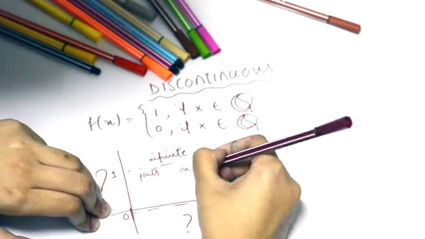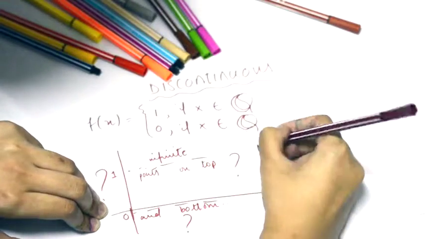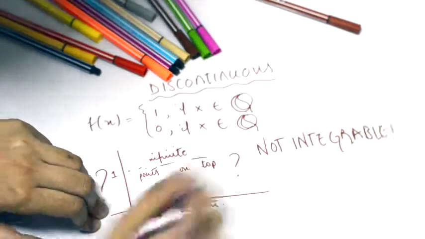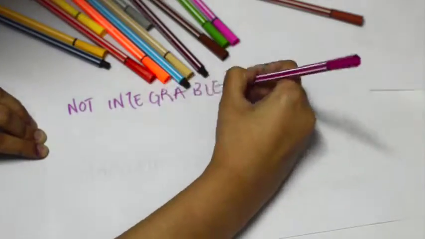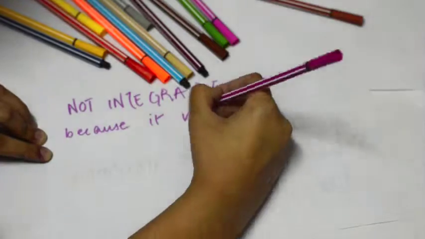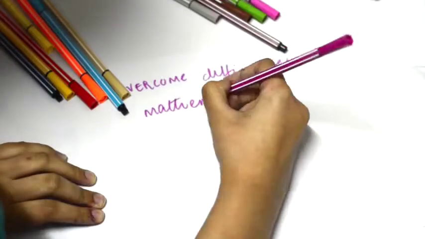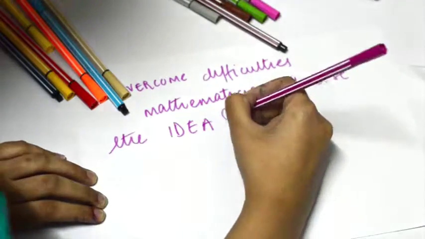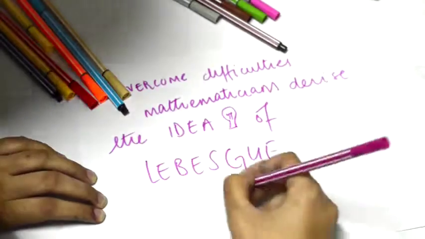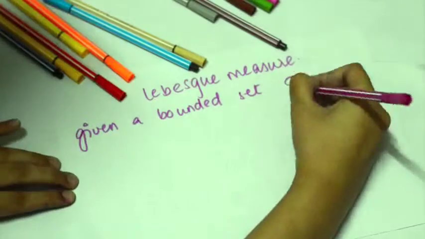For this function, we have an infinite number of points when y equals 1 and y equals 0. Such a set is not integrable. This function is non-integrable because it is discontinuous over a dense set. In order to overcome difficulties pertaining to integration, mathematicians derive the idea of Lebesgue measure.